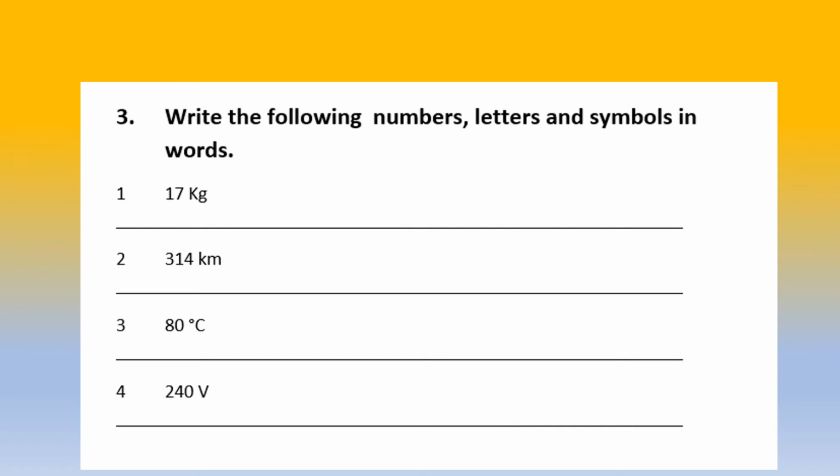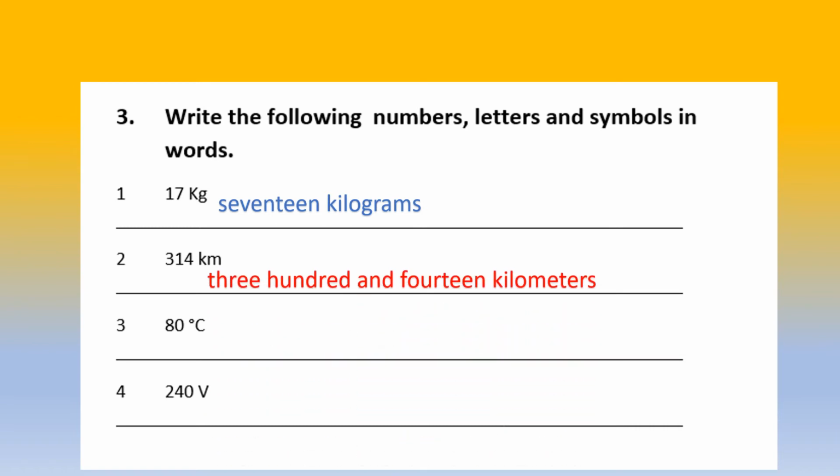Okay, so what is this number? 17. And what is this symbol? This is kilograms. So the answer should be 17 kilograms. Number 2, what is this number? This is 314. And this symbol is kilometers. So 314 kilometers.